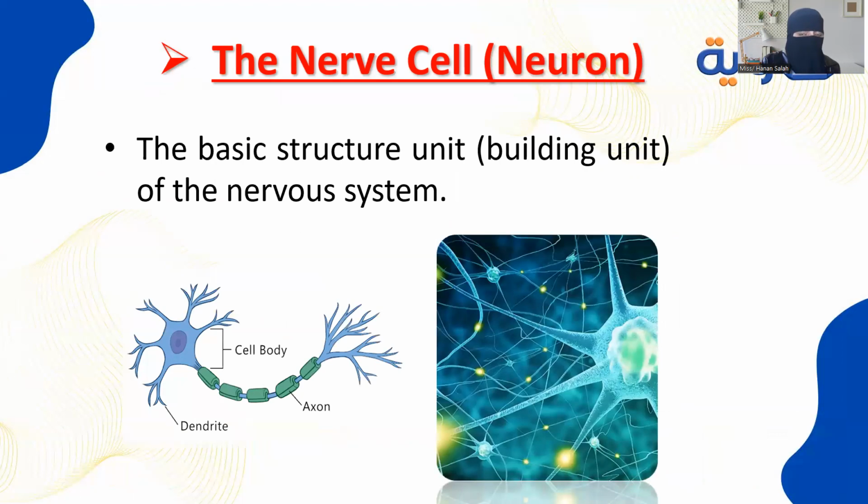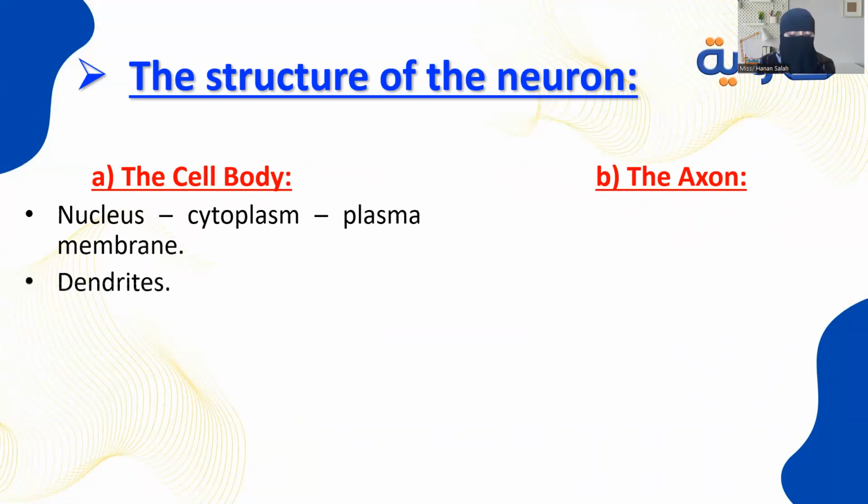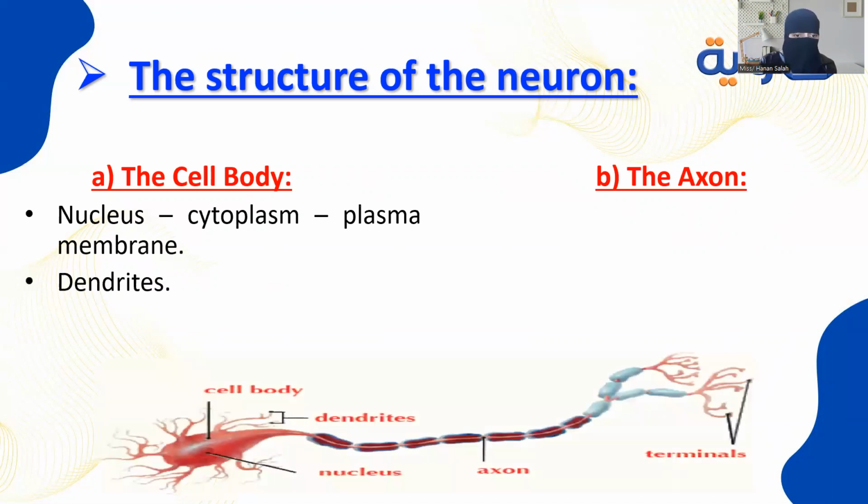So let's see the structure of the nerve cell. The nerve cell consists of two parts, the cell body and the axon. What is the difference between them? Here we are. You can see the difference between them. The cell body is a part like a head. There we have the nucleus, cytoplasm, plasma membrane, and branches that extend from this cell body. They are called dendrites.